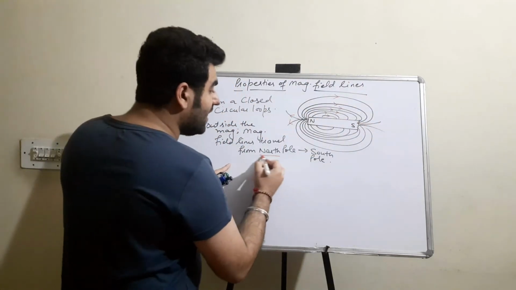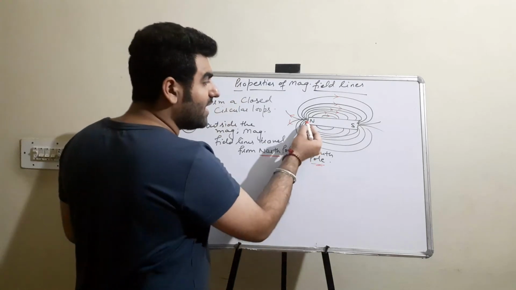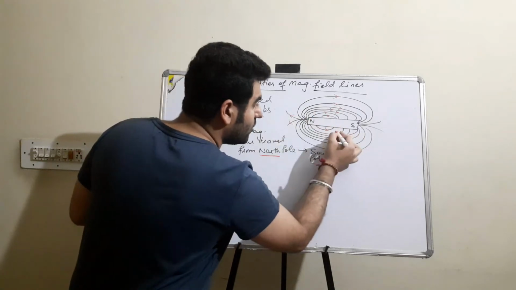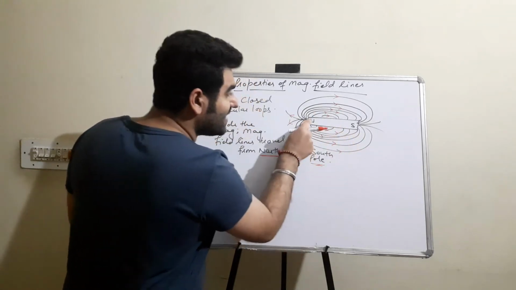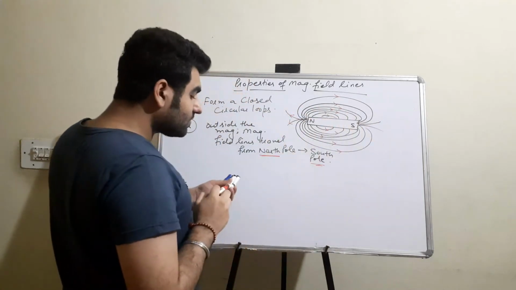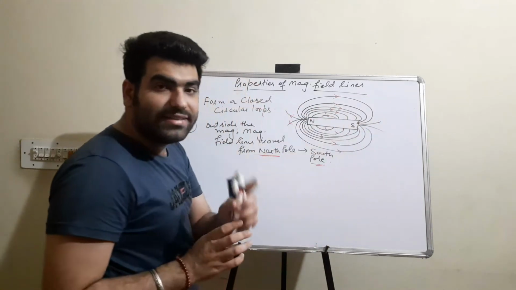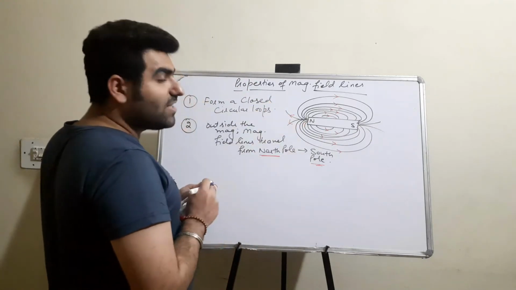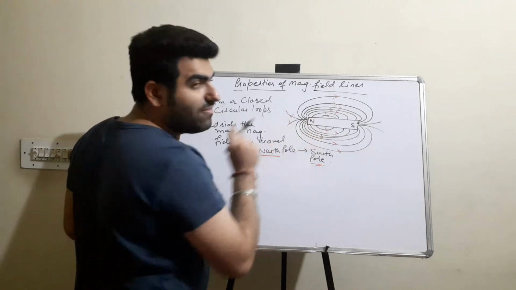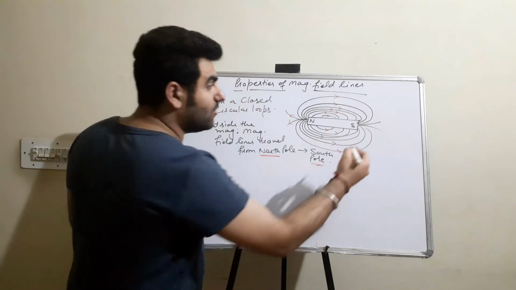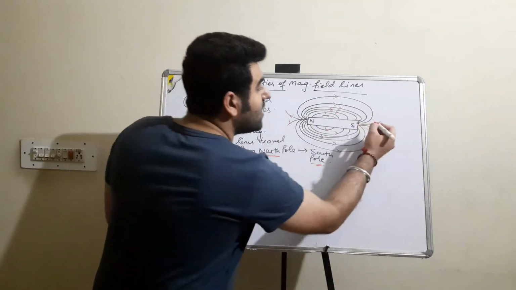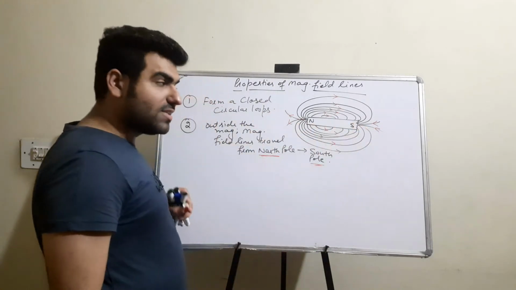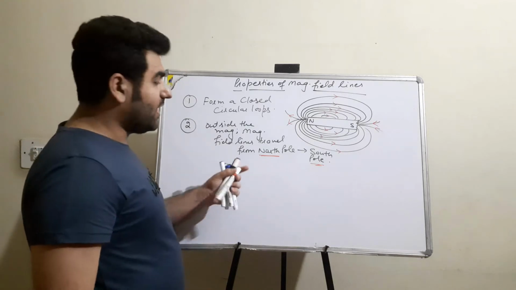If the magnetic field line travels from North Pole to South Pole, it means it is leaving from the North Pole and entering the South Pole. Similarly over here, north to south, outside the magnet. Magnetic field lines appear to be leaving the North Pole and entering into the South Pole. So, leaving from the North Pole and entering the South Pole. This is the second property.